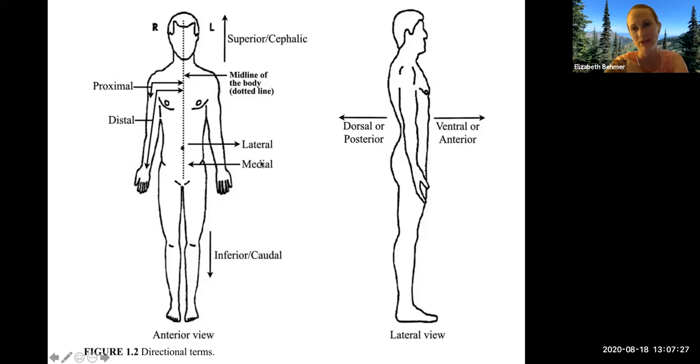Those can be confusing. Another one, the shoulders are laterally located to your neck because your shoulders are further away from the midline, and your neck is medial to your shoulders because your neck is closer to the midline.